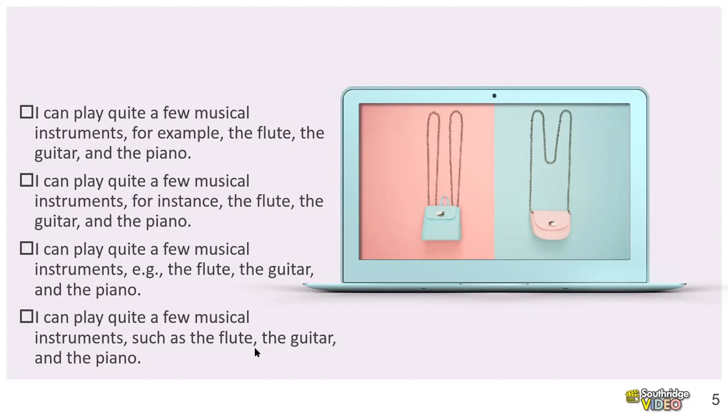after a noun. There is no comma after such as. And the similarity of all of them is that they are placed in the beginning of the sentence or within the sentence. Within the sentence, very good. So all of these sentences, the position of for example are in the middle of the sentence, or within the sentence.